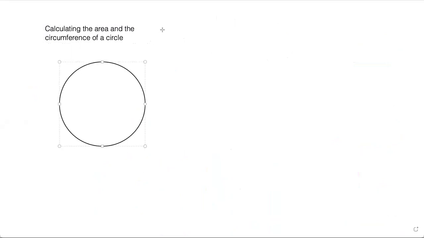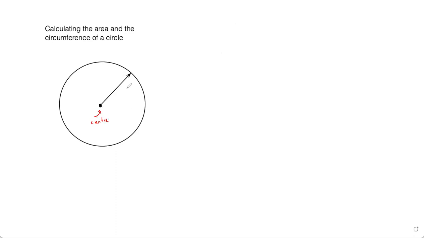So today we're going to be looking at calculating the area and the circumference of a circle. Right, so we have a circle and we have a radius that goes from the center to the outside rim of this. So this is the center. That is the center of our circle.